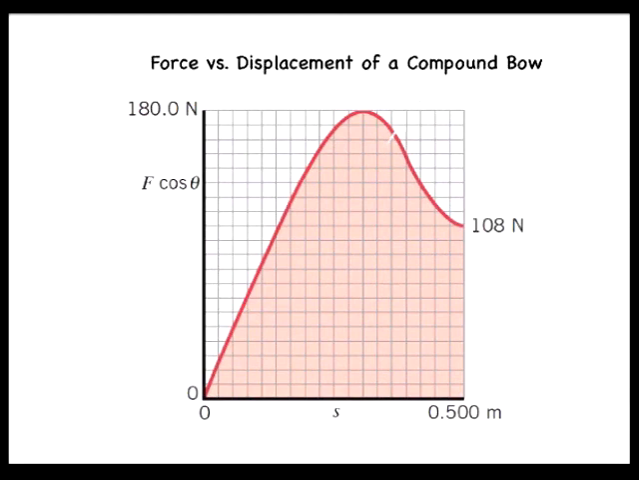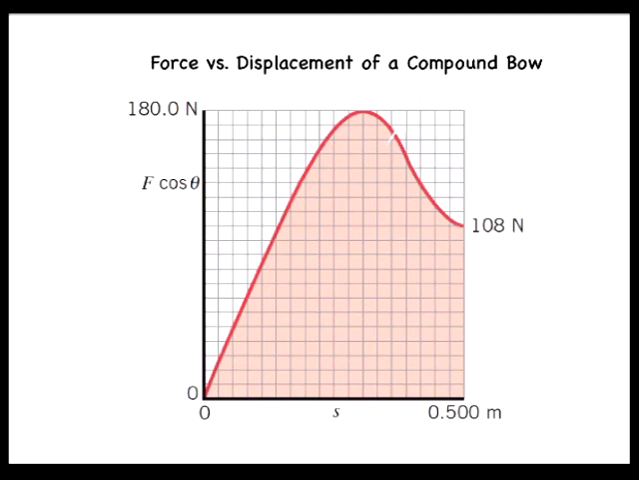Let's examine the force versus displacement curve for drawing back the string of a compound bow. A compound bow uses a system of pulleys that is designed so that the required force rises to a maximum as the string is drawn back, but then falls to 60% of the maximum value when the string is fully drawn. This makes it easier to hold when fully drawn.